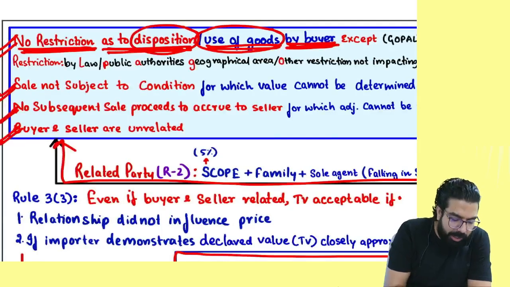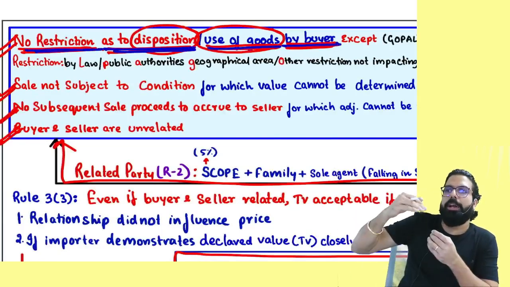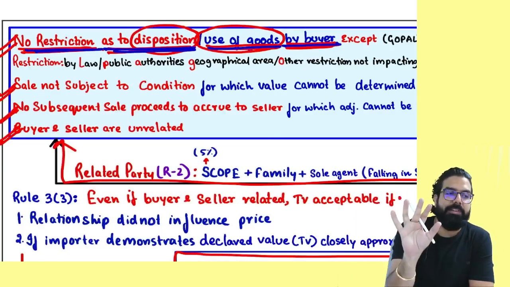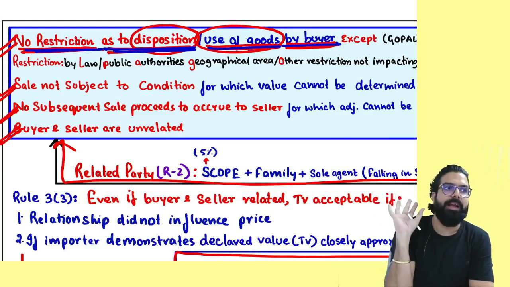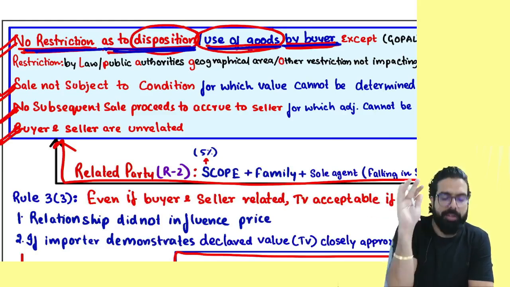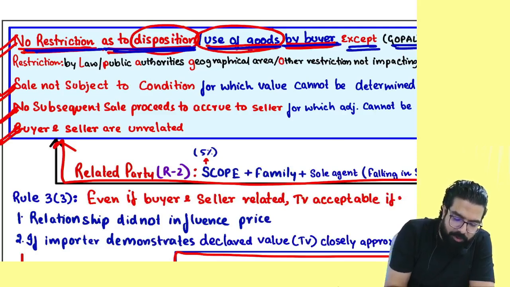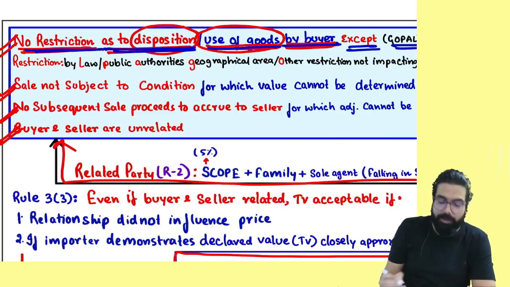And that is what they are telling over here. There should not be any restriction as to the disposition or use of the goods by the buyer. If you imported the goods and any condition is there, then the value will not be accepted. There should be no condition. But some conditions, if present, are okay. What are they, everyone?